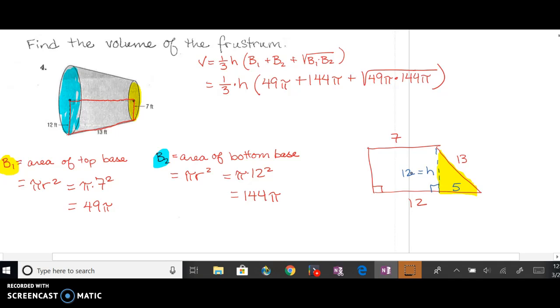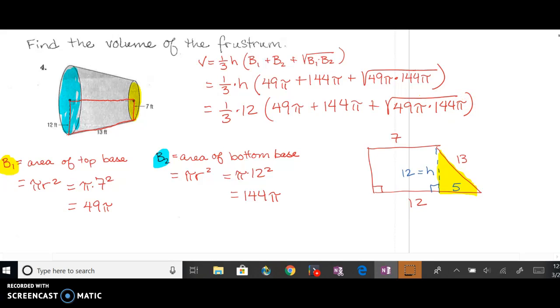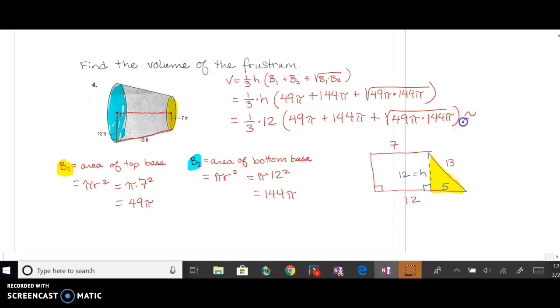Okay, so plug that into the formula. And then we'll just put all of this in our calculator and see what we get. And our final answer comes out to be 3,480.9 feet cubed.